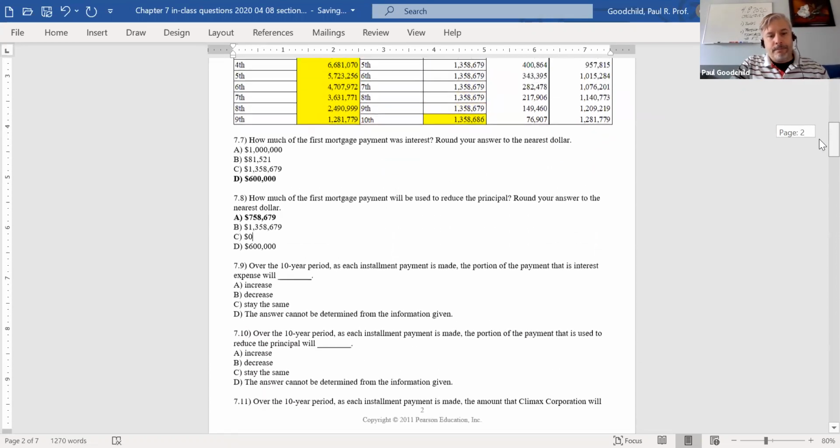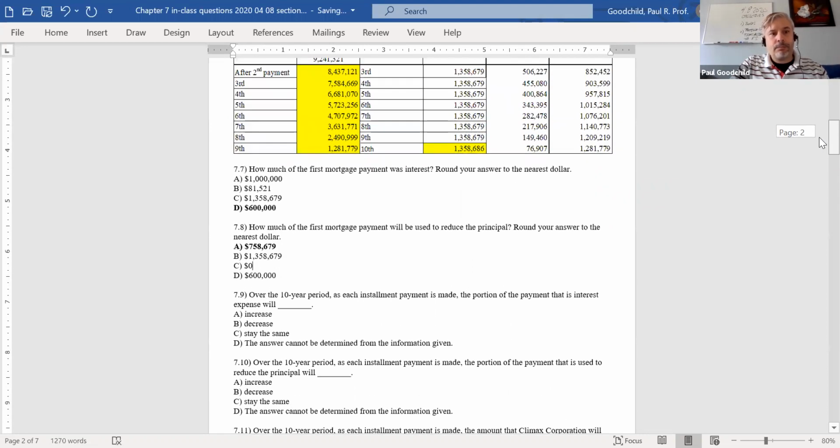All right. So now in the chat, to me, I want you to answer question 7-9. Over the 10-year period, as each installment payment is made, a portion of the payment that is interest expense will.